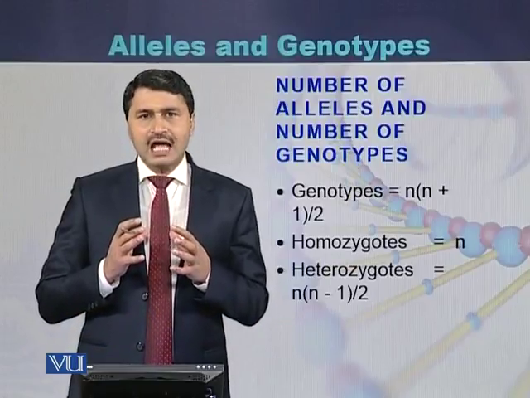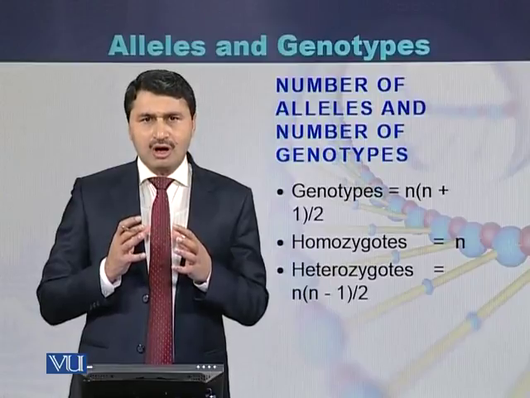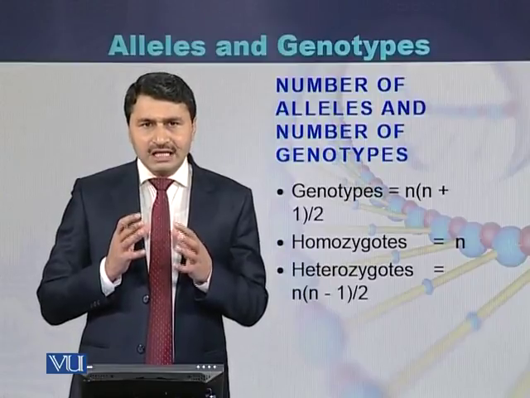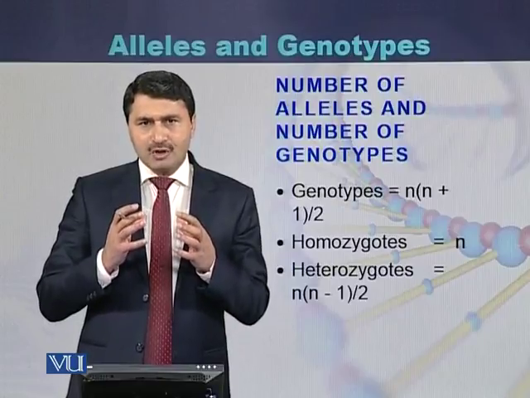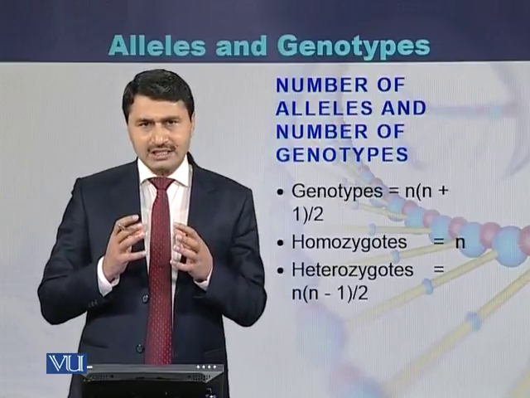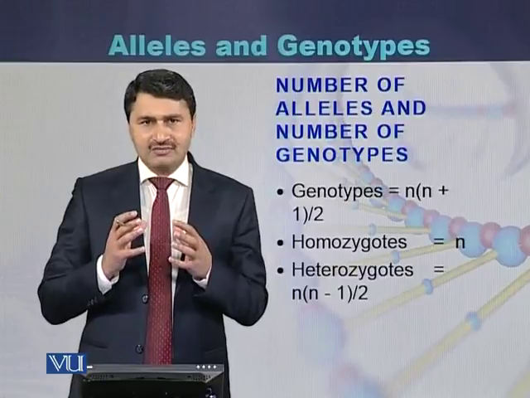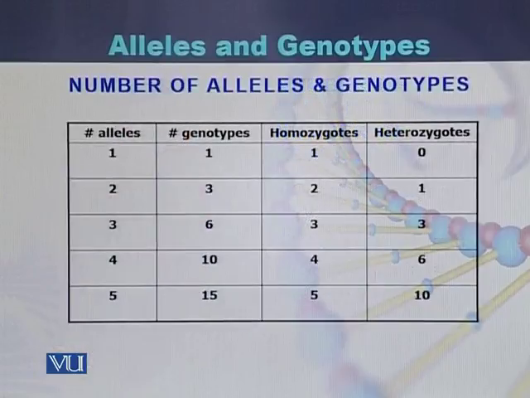In this formula, n is the number of alleles. To calculate the number of heterozygotes, the formula is n into n minus 1 divided by 2. From this diagram, we can see that if a gene contains one allele, there will be only one genotype, and the genotype will be homozygous in nature.